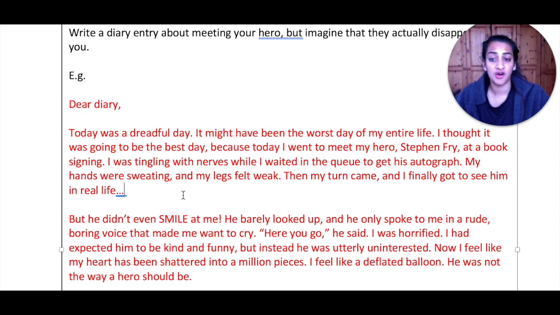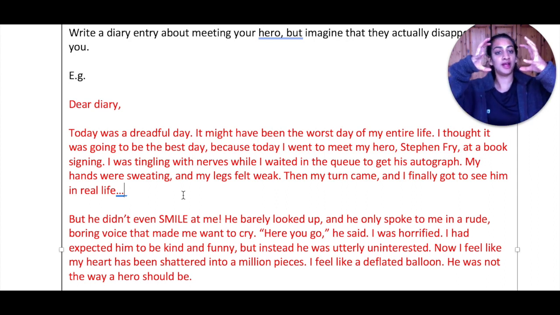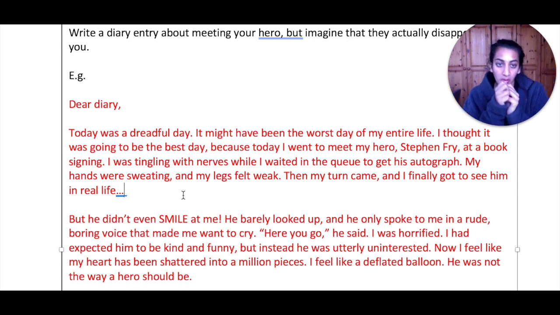Now I feel like my heart has been shattered into a million pieces. This is an example of a simile, saying I feel like my heart hasn't really been shattered into a million pieces, but I feel like that. So I'm using a simile to show my emotions. Here's another simile. I feel like a deflated balloon. So imagine a balloon that was all blown up and happy and then it just went, pfft. He was not the way a hero should be. So this is my example of a diary entry about meeting my hero but being disappointed.